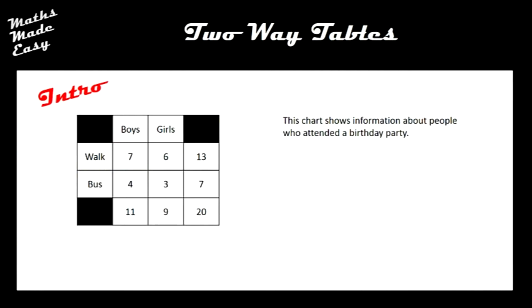In this video we're going to have a look at something called two-way tables. These are also sometimes known as sample space diagrams. Now, this chart shows information about people who attend a birthday party. And there's two different ways of looking at the data.